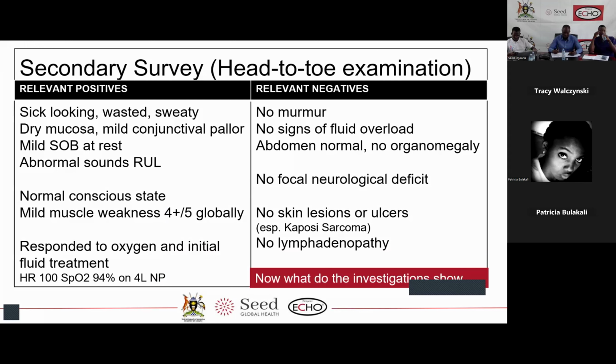Sorry. Relevant negatives: he has no murmur, no sign of fluid overload, normal abdominal tenderness, no organomegaly. He has no focal neurologic deficit. He has no skin lesions or ulcers, especially looking for features of Kaposi sarcoma, and no lymphadenopathy. Now, what do we have on investigation?